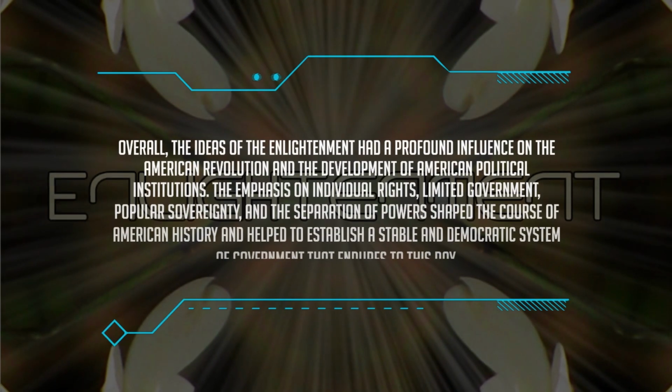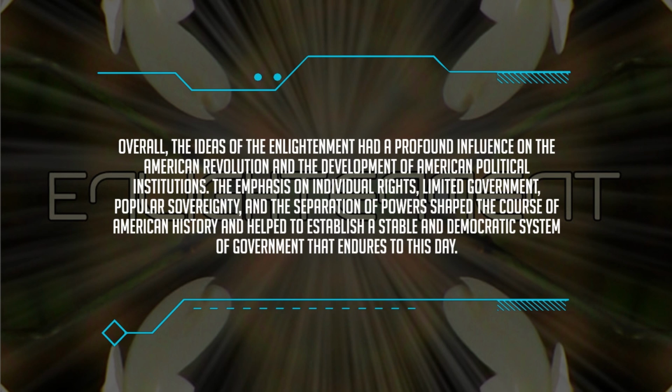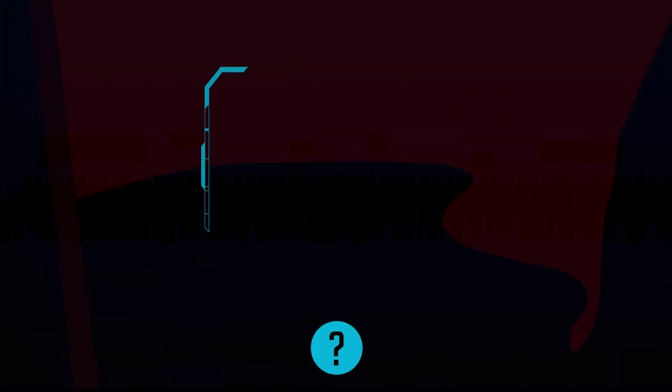Overall, the ideas of the Enlightenment had a profound influence on the American Revolution and the development of American political institutions. The emphasis on individual rights, limited government, popular sovereignty, and the separation of powers shaped the course of American history and helped to establish a stable and democratic system of government that endures to this day.